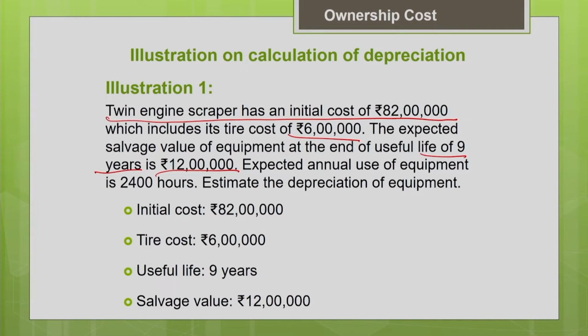Now, the expected annual use of the equipment is 2400 hours. It depends upon how many hours you are going to use the equipment every day. Say for example, you are going to use the equipment 10 hours per day, and depending on the number of days the equipment is operated in a year, you can calculate the annual use of the machine in hours. Now, estimate the depreciation of the equipment. Let us summarize the input data. Initial cost is given 82 lakh, tire cost is 6 lakh, useful life of the machine is 9 years, and the salvage value is 12 lakh.